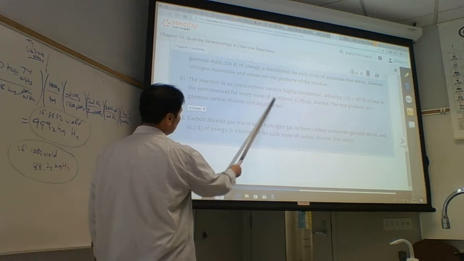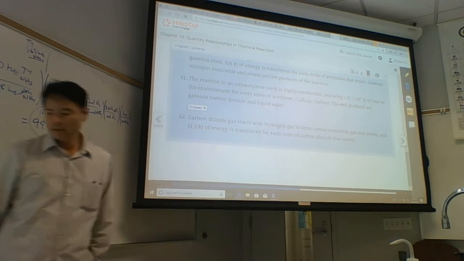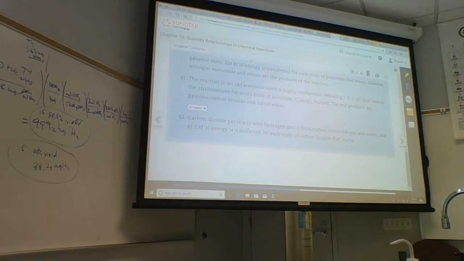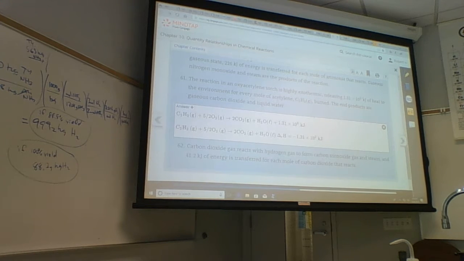And so for every mole of acetylene, it depends on how many. So we are just concerned that this has to be 1 mole of acetylene. So when we look at the equation, it's going to look like this here.